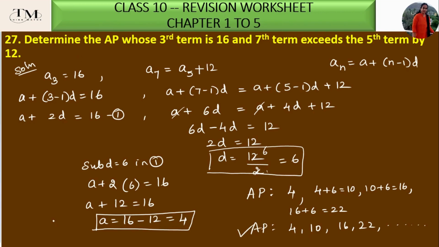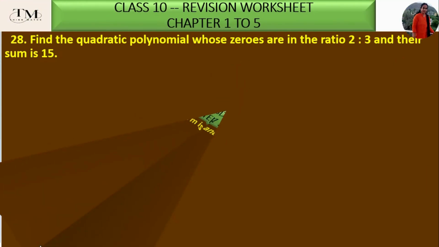Okay, children. So moving on to the next question, 28. Find the quadratic polynomial whose zeros are in the ratio 2:3 and their sum is 15. We have to find out the quadratic polynomial. So the relationship between zeros is given in the ratio and their sum is 15. That is, if you add the zeros, its sum is 15.